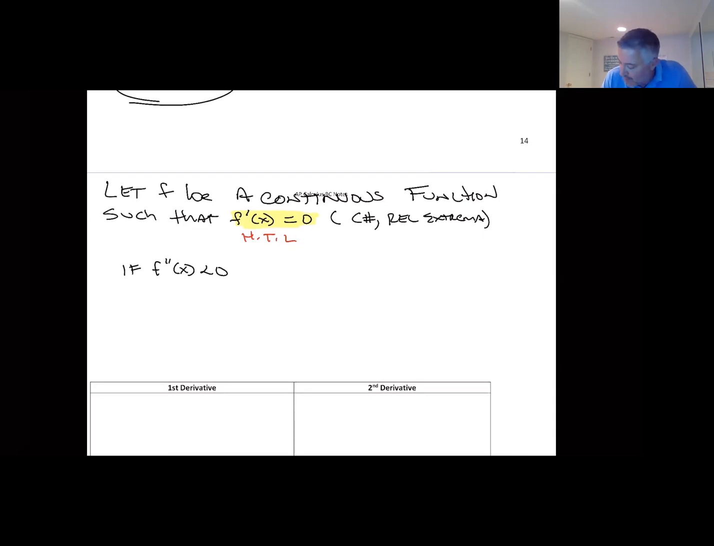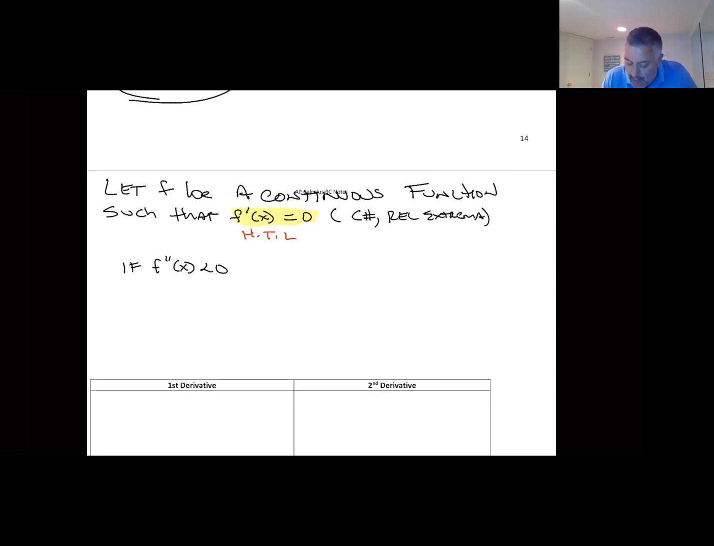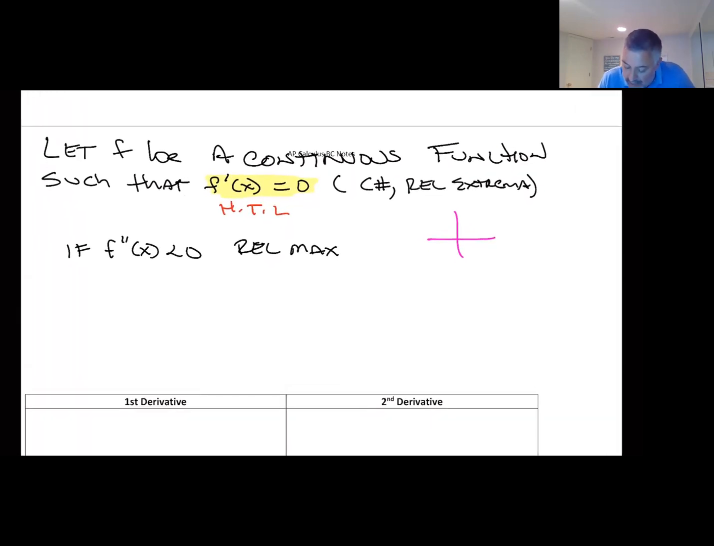how should I write this? I'm going to write the y first. It is a relative maximum. The reason why is because if f double prime of x is less than 0, I am concave down, and therefore at that point I will have a maximum because it is concave down.